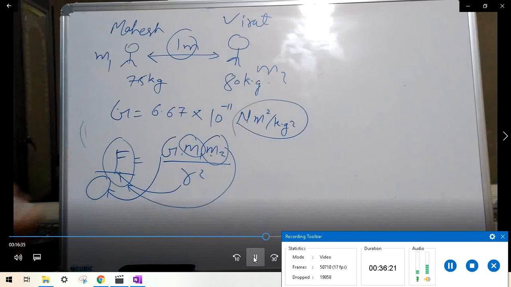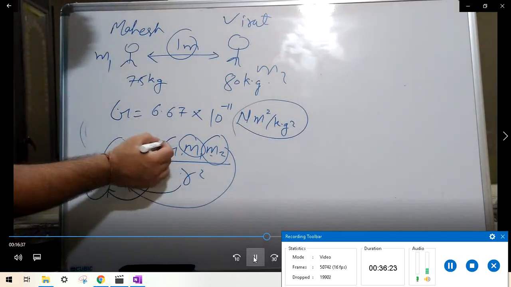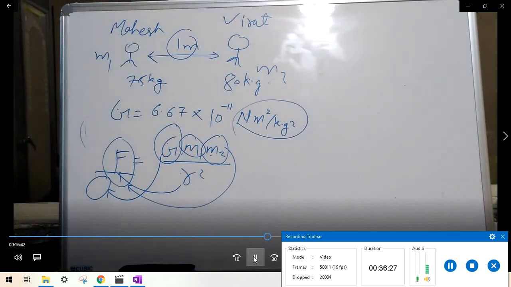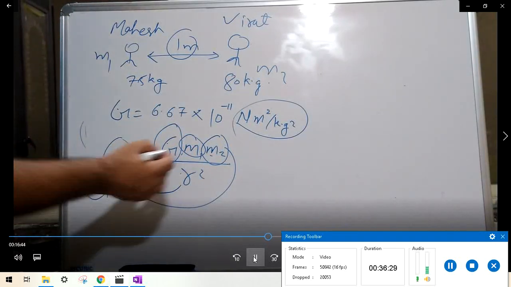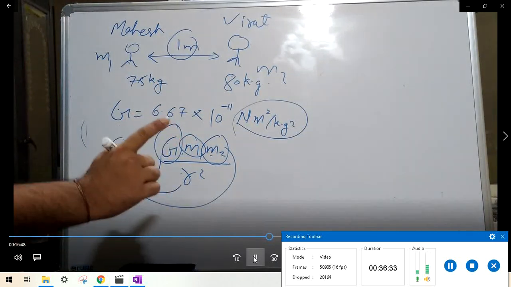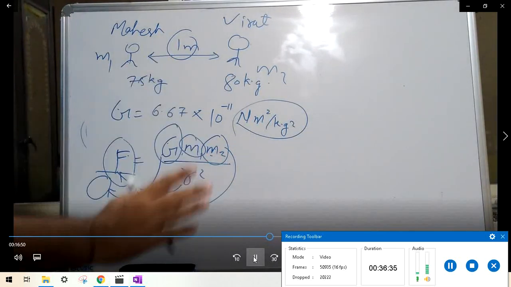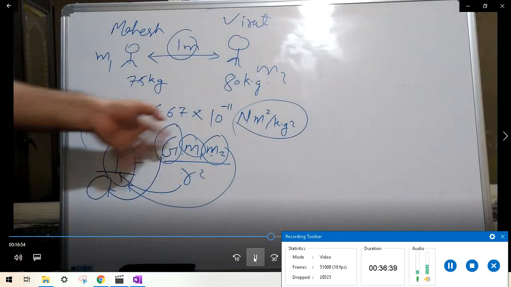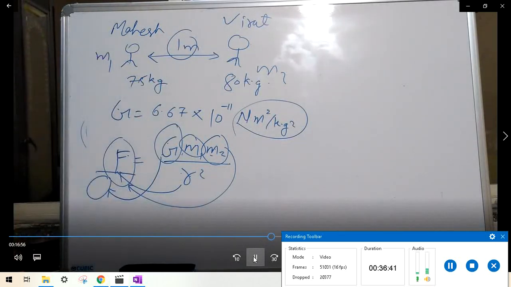Like, we have 1, 2, 3, 4, 5 values here, right? One should be known to you, that is G. And of the other 4 values, they will always miss 1 value and ask you to calculate that. So you simply have to calculate it by applying some arithmetic operation. It is that simple.